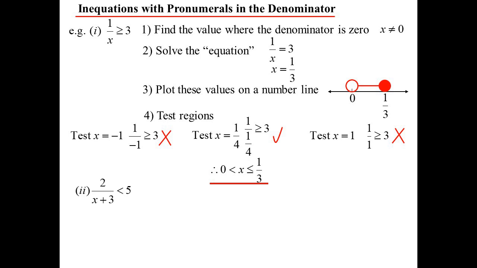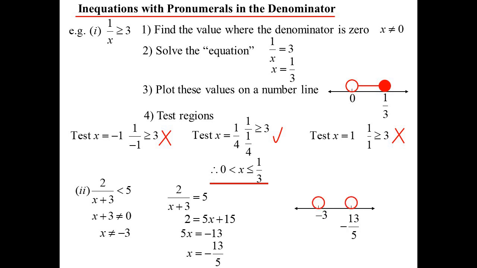All right, what's causing me the problem? Bottom of the fraction can't equal 0, so I will solve that. x can't equal negative 3. I've got one of my key points. I've got my critical point. I will solve it like an equation. Okay? I get x equals negative 13 on 5.